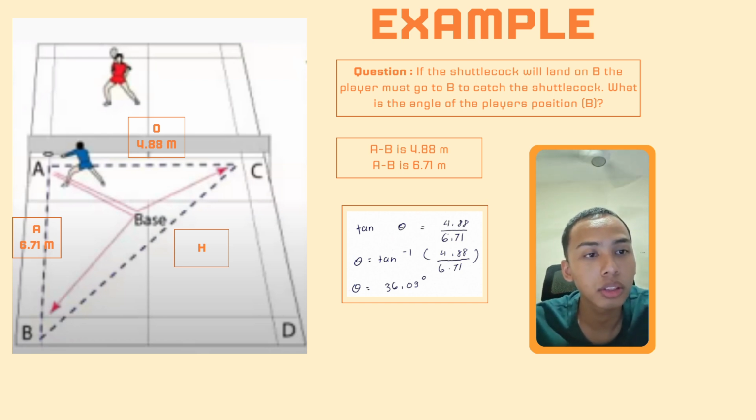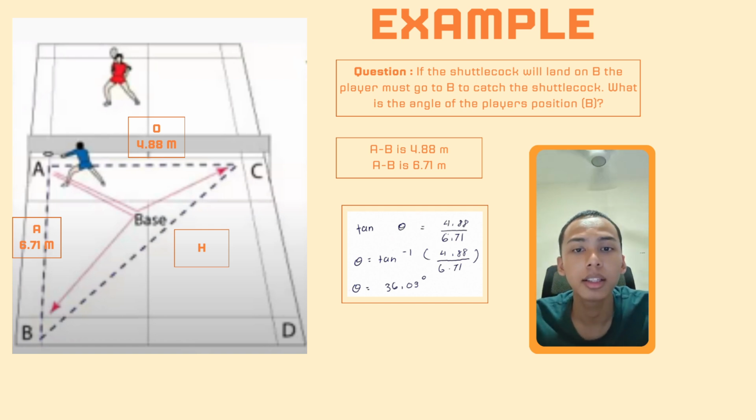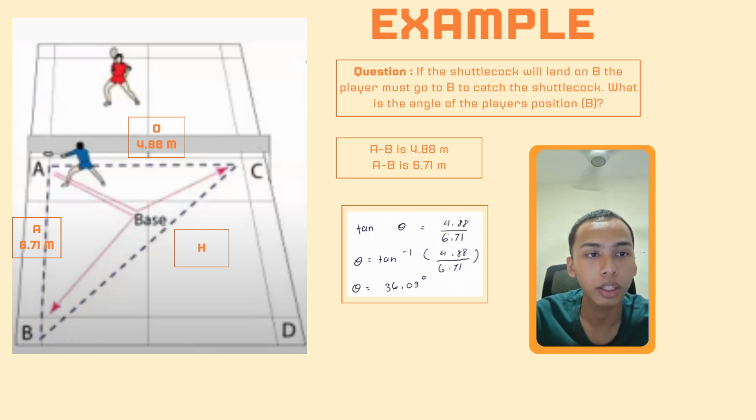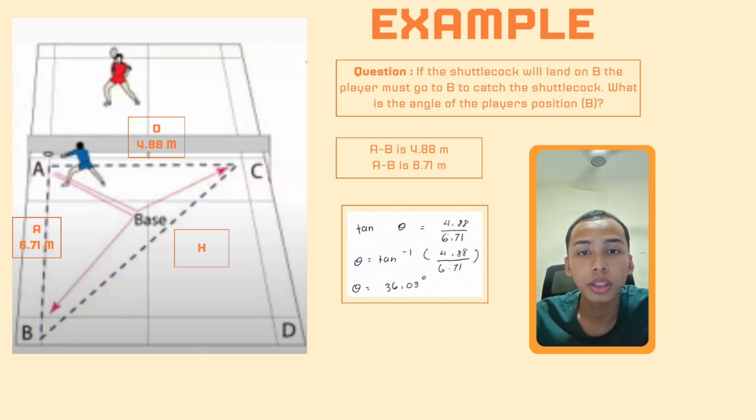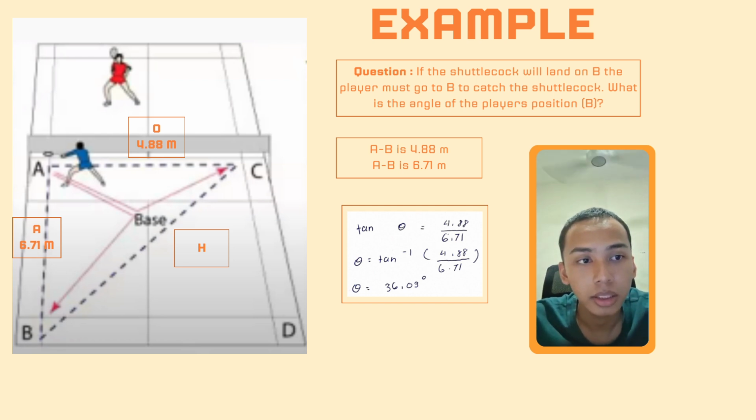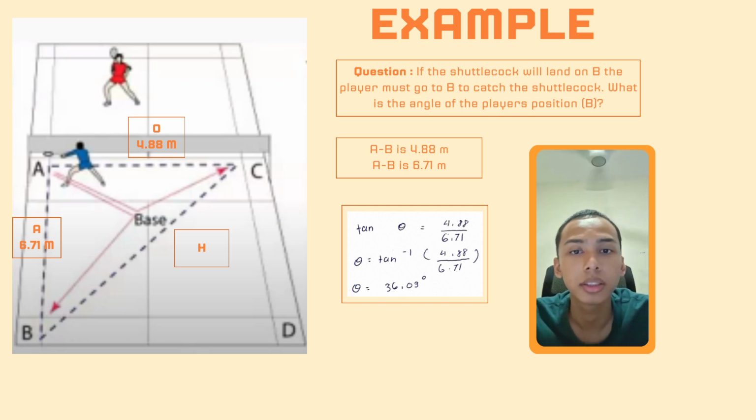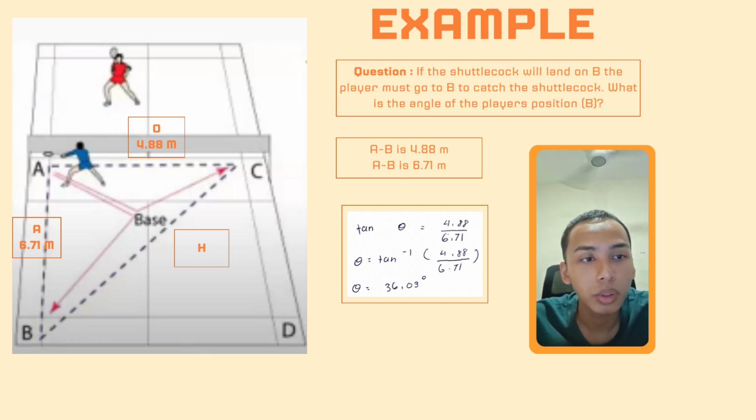We're going to use tan theta equals opposite per adjacent. That is the formula, so we just put in the numbers. So tan theta equals 4.88 meters per 6.71 meters. Moving theta to the other side, theta equals tan inverse of 4.88 meters per 6.71 meters. The answer will be 36.3 degrees.